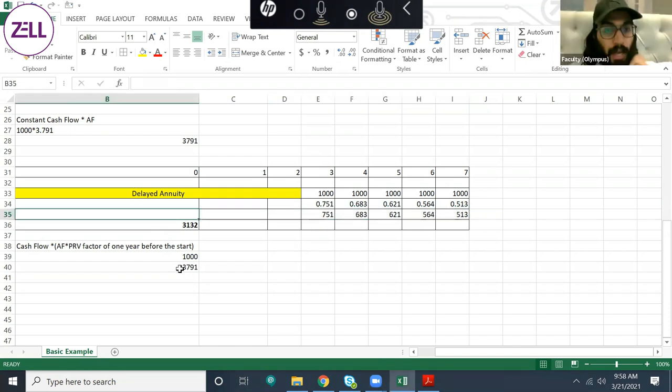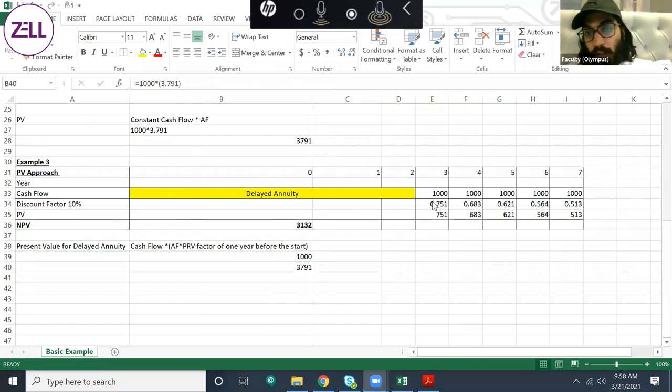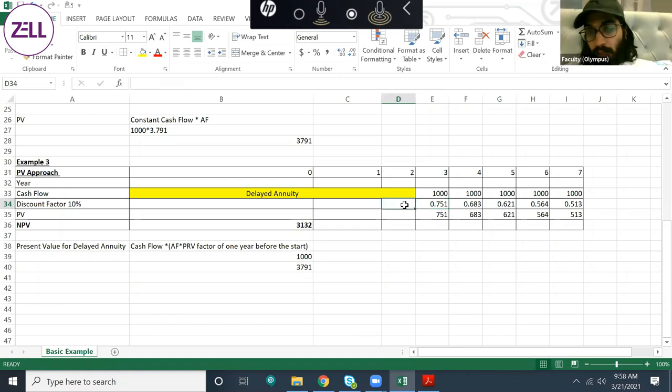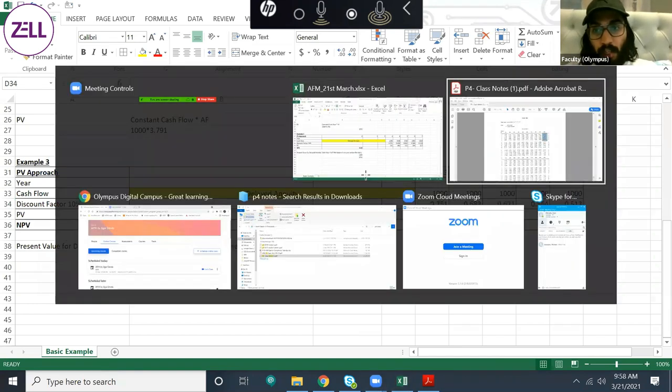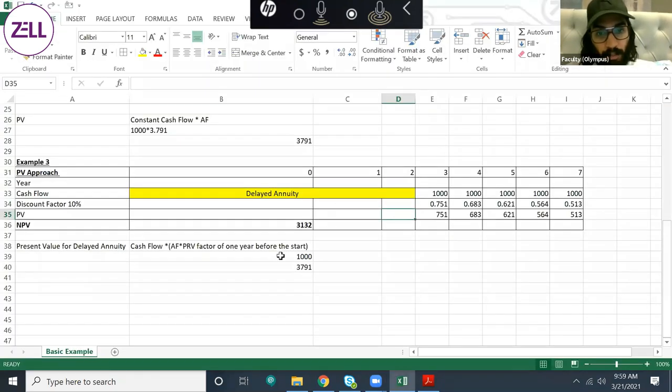Now, how will I come to that? Now, when is my cash flow starting? Year 3. Which is the 1 year before year 3? Year 2. Let's go to the present value table of year 2 at 10%. What is the present discount factor? 0.826.